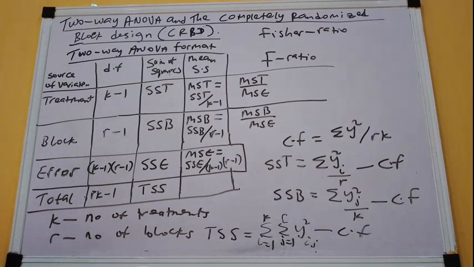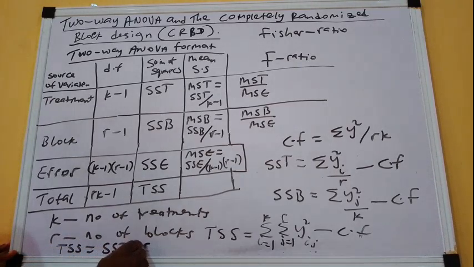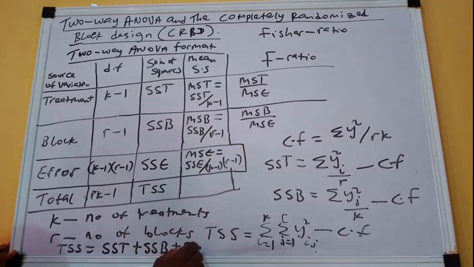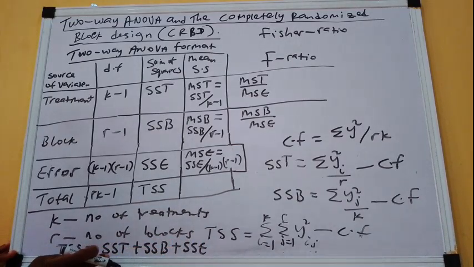So of course, you will know that our TSS, total sum of square, is equal to sum of square for treatment plus sum of square for block plus sum of square for error. So when we want to get that of error, we subtract sum of square for treatment and sum of square for block from the total sum of square to get the sum of square for error. It is as simple as that.